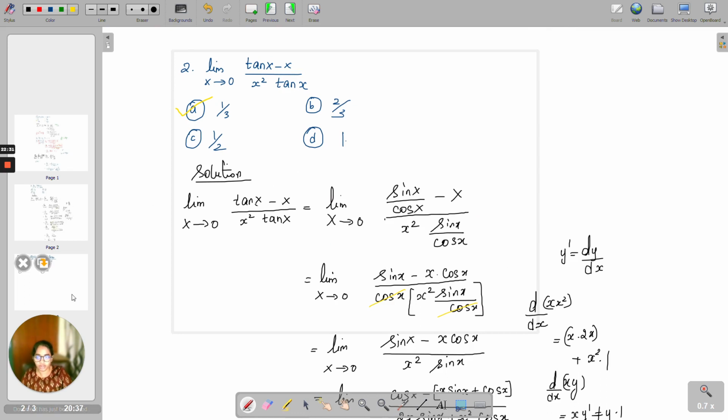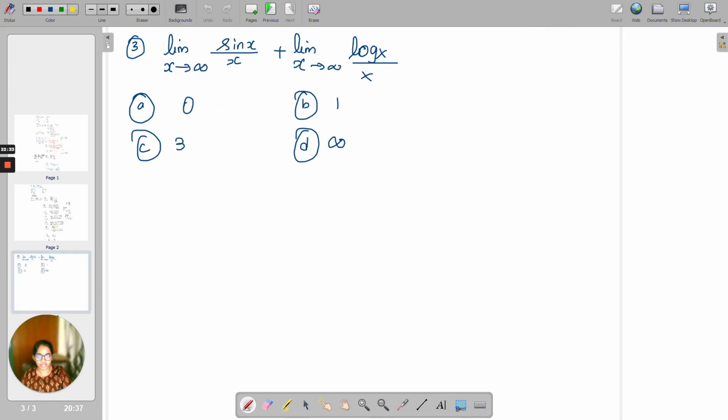Okay, so now moving on to our next problem. That is, they are saying limit x tending to infinity of sin x divided by x plus log x divided by x. Let me take the first term. Okay, that is solution.